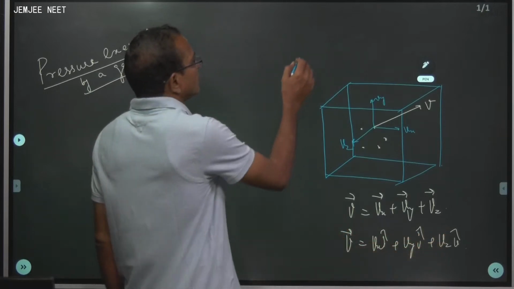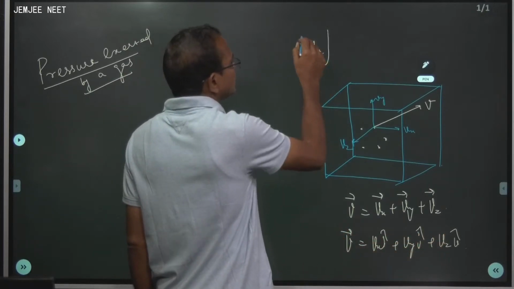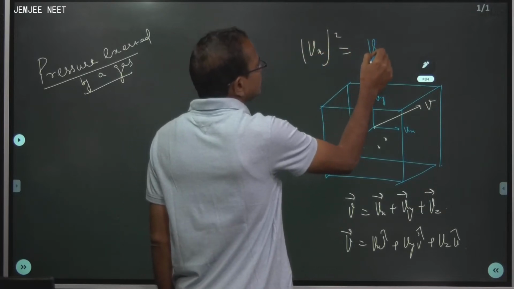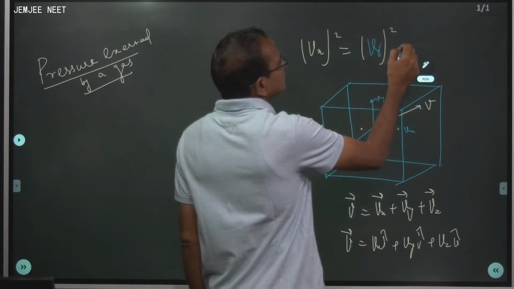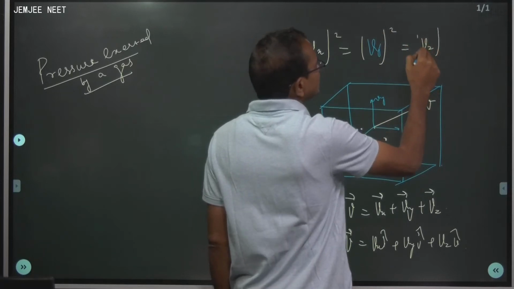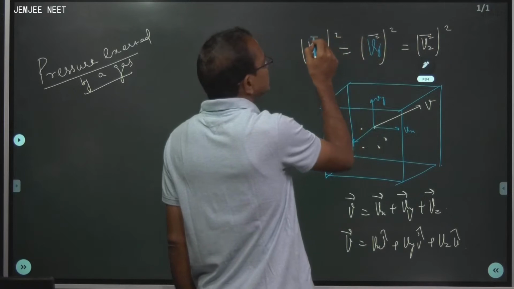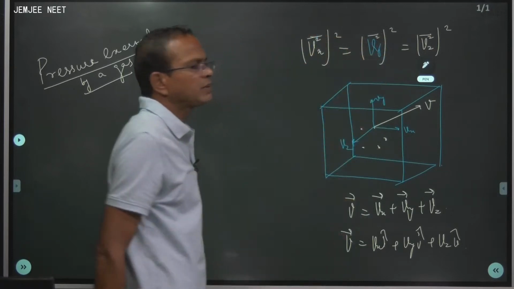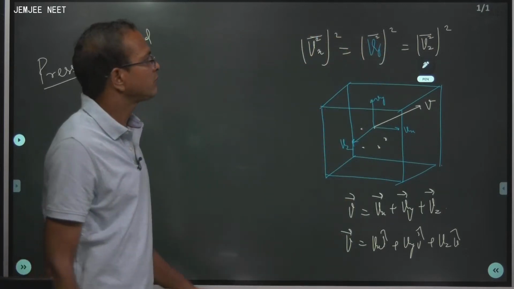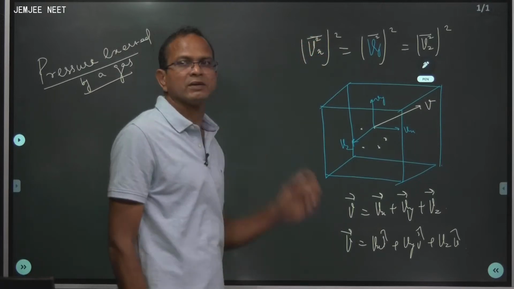Therefore, Vx modulus square must be equal to Vy modulus square, equal to Vz modulus square, provided you take the square root, right? What we call the root mean square velocity, what we call the root mean square velocities of all these.